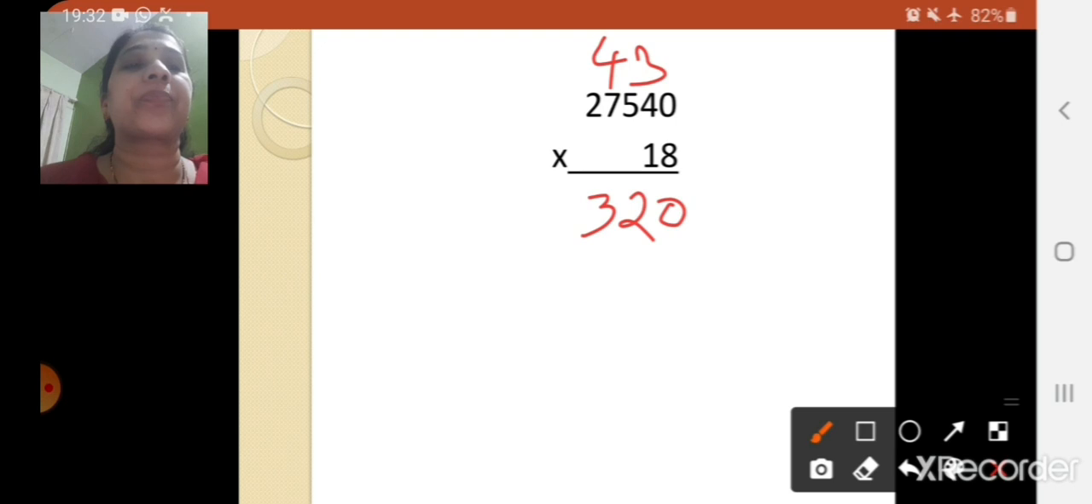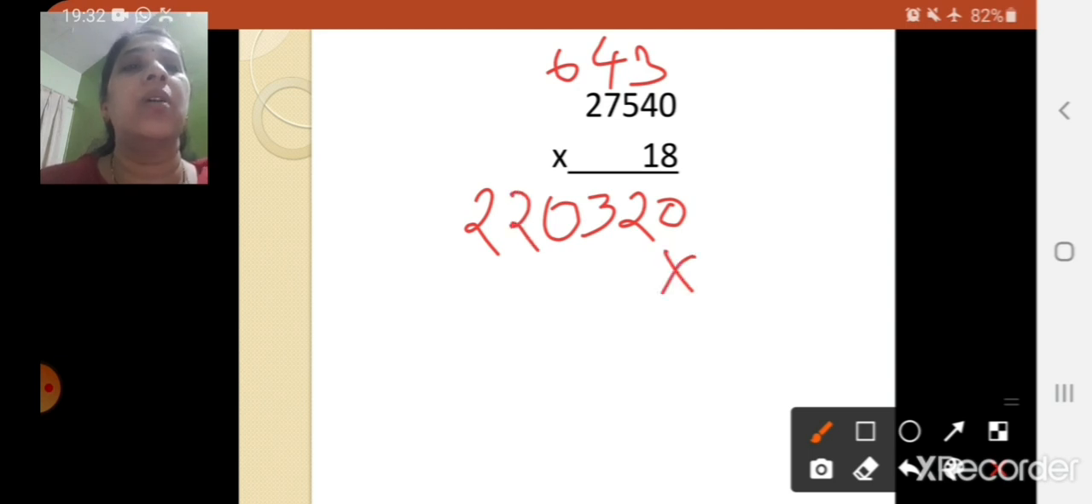Then 8 sevens is how much? 56, right? So 56 plus 4 is how much? 60. So 0 and then 6 carried over. And 8 twos is 16. 16 plus 6 is how much? 22, right? So you will write 22.